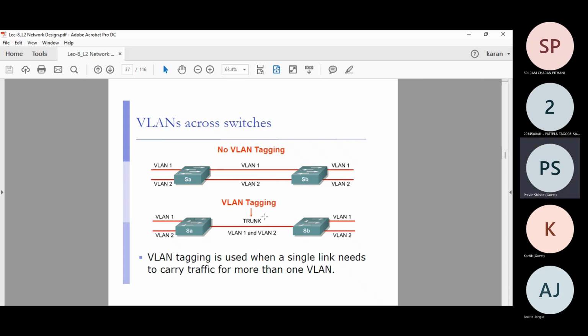Tagore, Karthik, is the VLAN tagging and VLAN trunk port clear? Yes, sir. Okay.